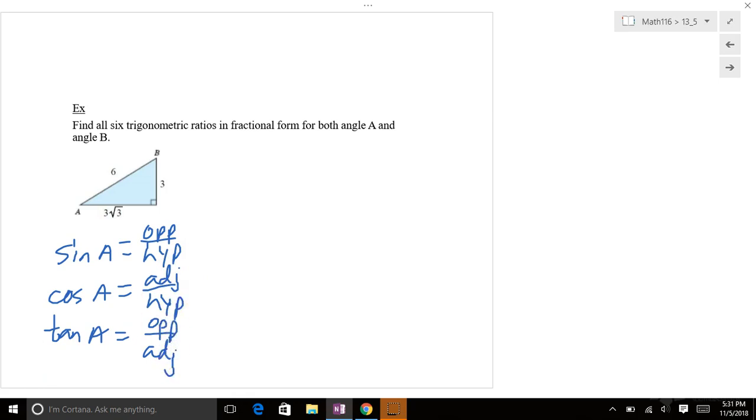Alright, so the sine of angle A. So I look at angle A, I say, well, here's angle A. Who's the opposite side to it? Well, the opposite side is the 3. Who's the hypotenuse? 6. So the sine of angle A is just 3/6, which is a half.